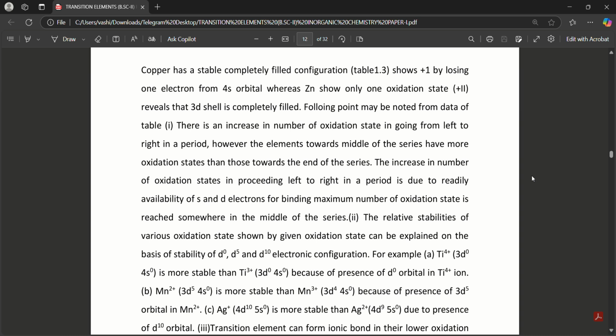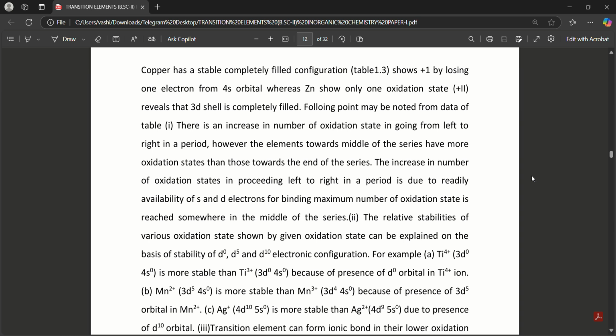There is an increase in the number of oxidation states in going from left to right in a period. However, the elements towards the middle of the series have more oxidation states than those towards the end of the series. The increase in the number of oxidation states in proceeding left to right in a period is due to the ready availability of s and d electrons for bonding. The maximum number of oxidation states is reached somewhere in the middle of the series.